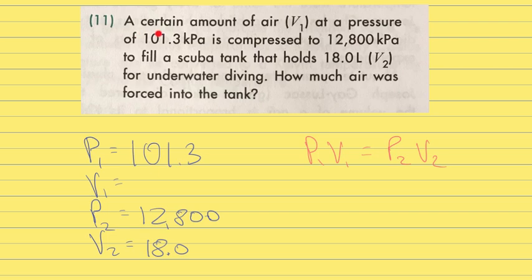Now in this story problem on number 11, it says a certain amount of air, and they tell us that it's V1, at a pressure of 101.3 kilopascals. I'm looking at the problems on this page, and it looks like they all are in kilopascals. So that's helpful. We can have pressure in other units, but they're at least trying to be consistent with this. Sometimes it can be in atmospheres and millimeters of mercury and all kinds of things.